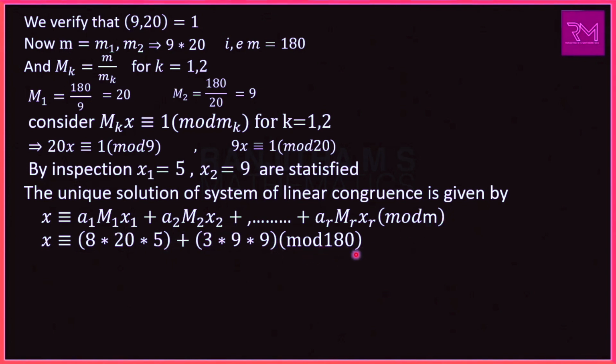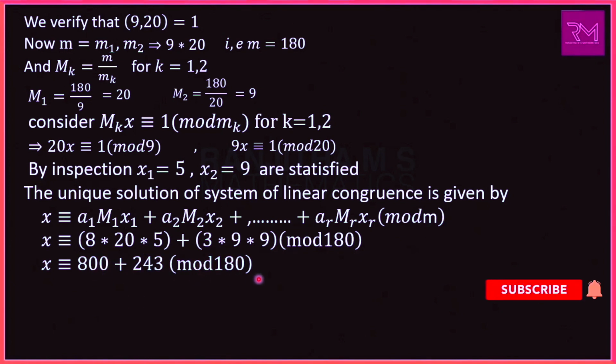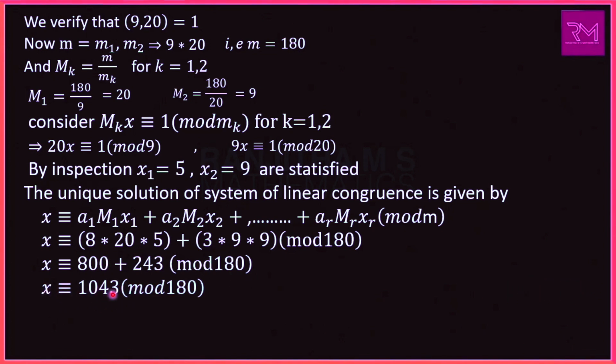Here m is 180. So simplifying the values, we get x is congruent to 800 plus 243 under mod 180. So if you add the values, we get x is congruent to 1043 mod 180. So reduce these values to a lesser value. So we have to divide 1043 by 180.